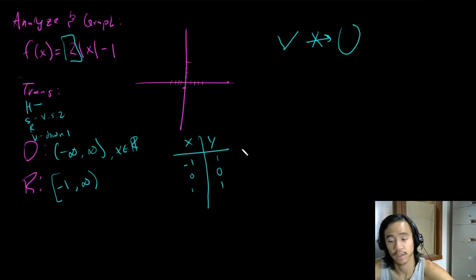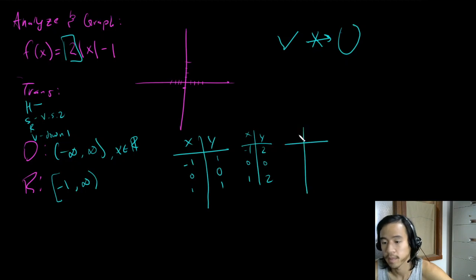The first thing is a vertical stretch of 2. So vertical means y, stretch means multiply. So I'm going to multiply all the y values by 2. So 1 times 2 is 2, 0 times 2 is 0, 1 times 2 is 2. And now I have down 1. Down 1 means shift the y values down 1, so subtract 1 from all the y values. 2 becomes 1, 0 becomes -1, 2 becomes 1. Let's go ahead and plot this. So we have -1, 1, 0, -1, 1, 1. And remember, it's going to look like an absolute value graph, so it's going to go something like this.